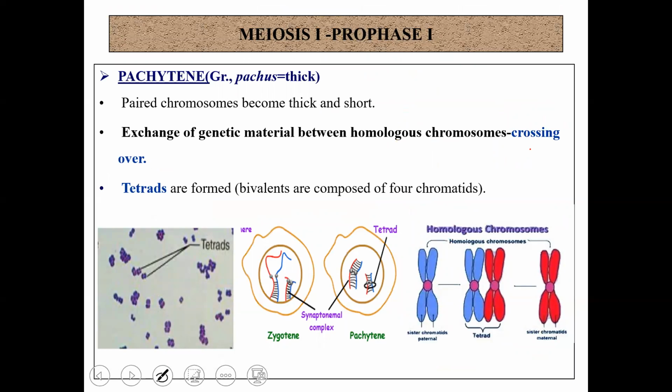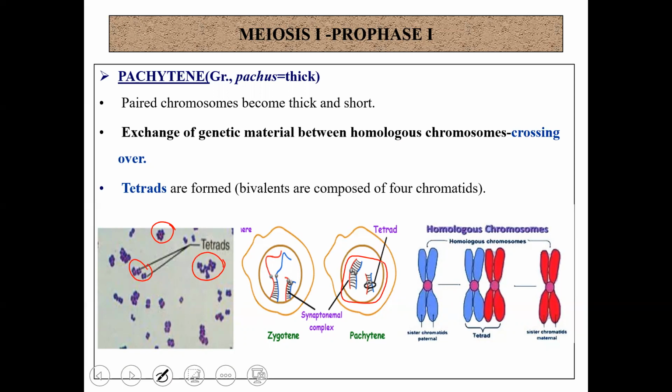The first two stages of prophase 1 are relatively short-lived compared to the next stage, Pachytene. Pachus means thick. Here the paired chromosomes, that is the bivalents, become thick and short. Due to the condensation process in the first stage, they are thin. Now here they become thick and short. You can make out how they appear in the microscopic view.